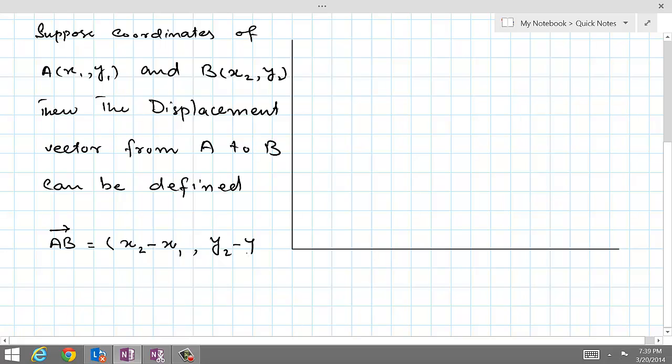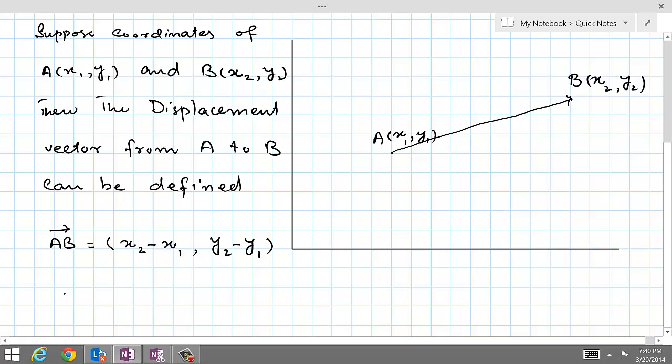y2 minus y1. And on the grid we can denote this as, suppose this is the point A with coordinates x1, y1, and then there is another point, let's call this B, with coordinates x2, y2. Then you can draw the line from point A extending toward point B, and this is the vector AB.